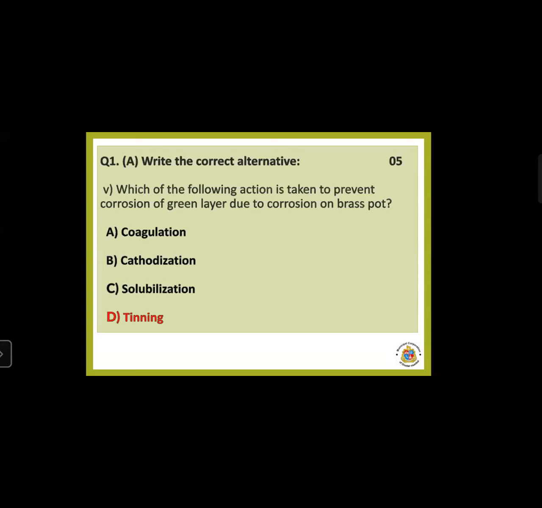In your question paper, there is anodization, but the right answer is tinning. So D is tinning. The brass pot is corroded due to moisture and due to the air. So to prevent that corrosion, the brass pot is coated with a thin layer of tin. Okay, so tinning is the right answer. So option D, that is tinning, is the right answer of this question.